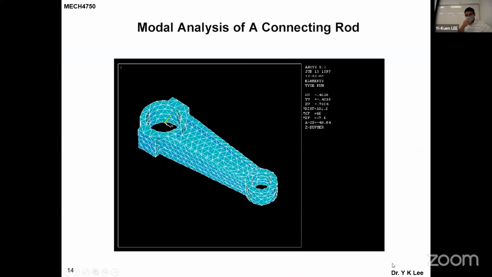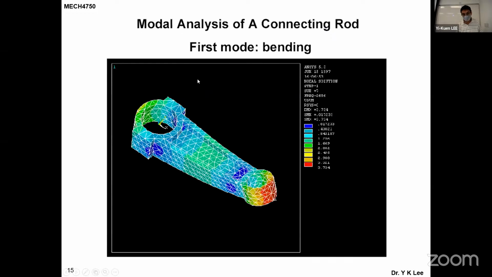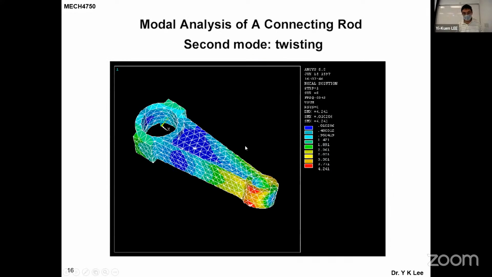Here I show you one example. We do modal analysis of the connecting rod of an engine, and we discretize the very complicated 3D structure of the connecting rod. The first mode is a bending mode, like a 1D beam bending. The second mode is twisting. In a more three-dimensional product structure, you have a combination of different vibration modes.